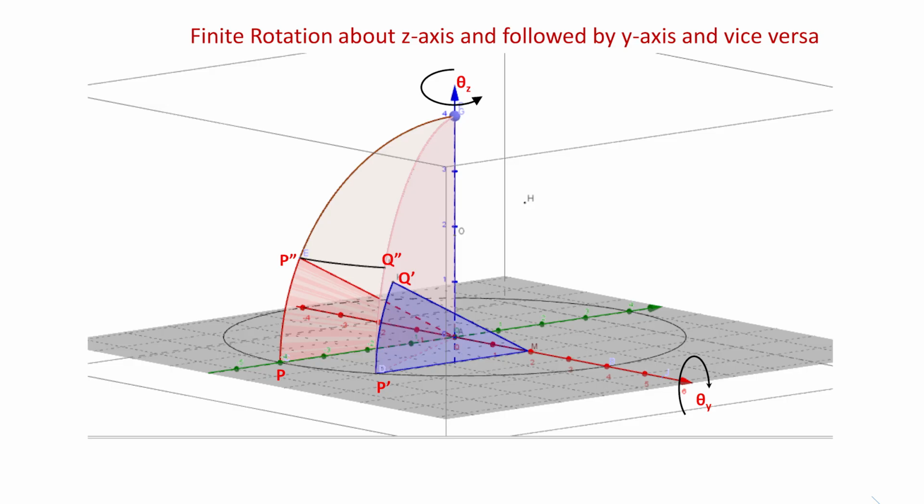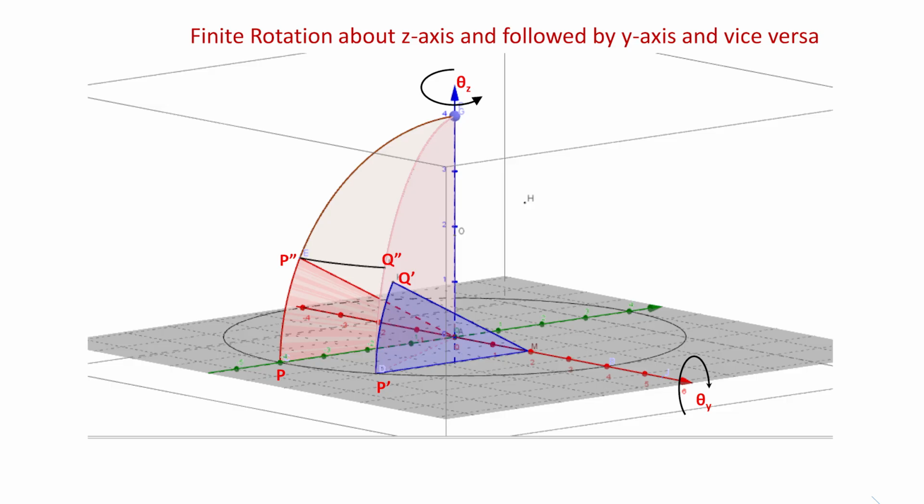P to P double prime, so this is with operation theta y, and then P double prime to Q double prime using theta z. So that means that it goes like this. So this is Q double prime, right? Q double prime. And so you can see that this sequencing of operations is very crucial here.